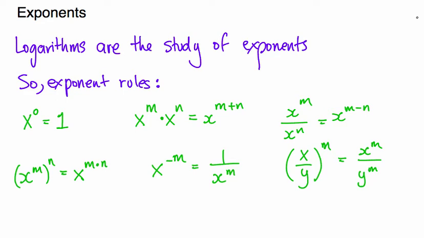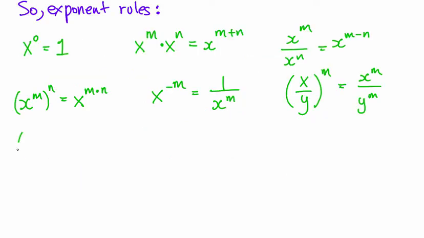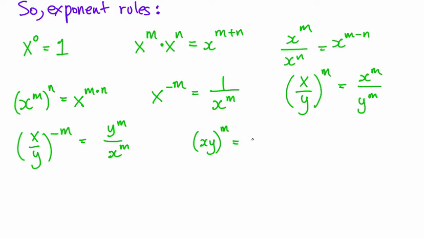Give myself a little space, and we can continue. If you have a fraction to a negative exponent, there's a shortcut for this because it's combining together the two previous rules. Essentially, you can flip over the fraction and apply the exponent to both. If you have two numbers or variables multiplied to a power, you can apply that to both of those numbers.